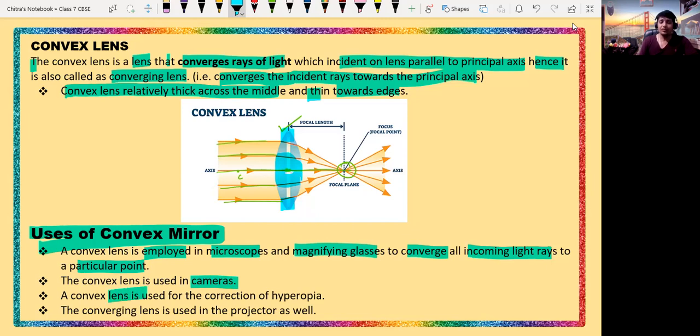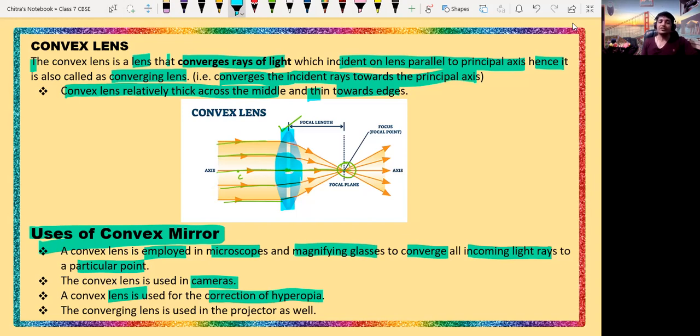A convex lens is used for correction of myopia. Myopia is a defect of the eye in which the person can observe a clear image of a distant object, but nearby objects are not clear. In order to treat that eye disease, convex lens is being used.